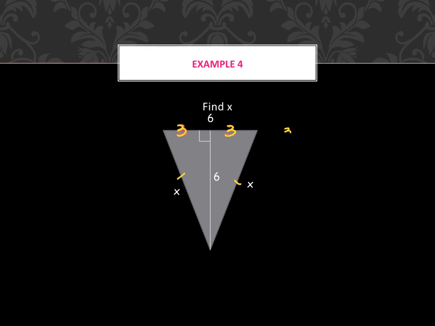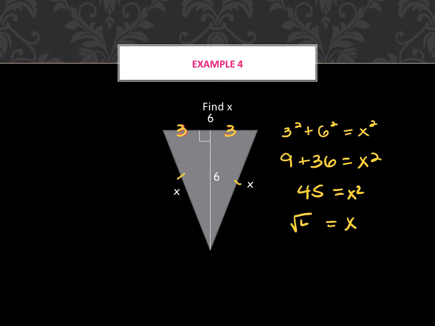I would do 3 squared plus 6 squared equals x squared. 9 plus 36 equals x squared. 45 equals x squared. X equals the square root of 45, which is 5 and 9, or 3 and 3. So this is 3 root 5.